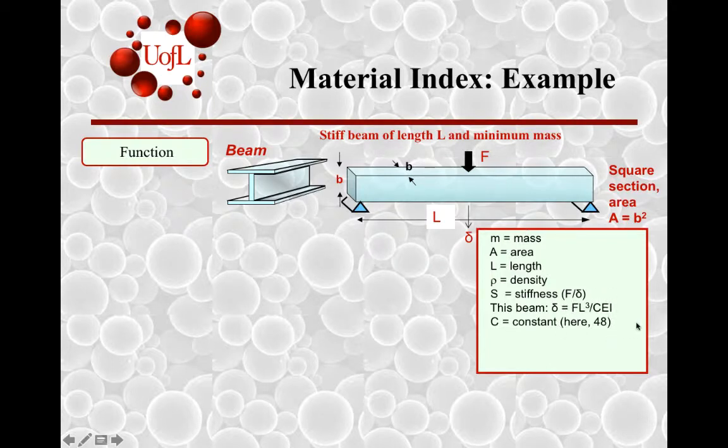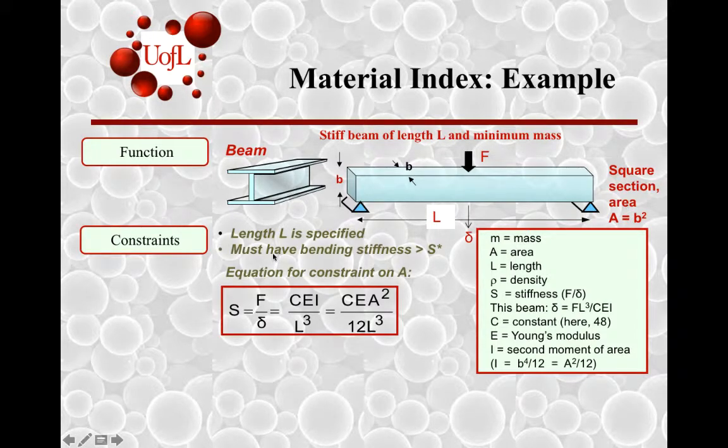Appendices will be able to give you what the constant is and what the second moment of area is. In this case, it's b to the power 4 divided by 12, because a square divided by 12, and the cross-sectional area is b square. For a beam of cross-sectional side, square beam with a cross-sectional area, b square. So you should have bending stiffness that should be less than S star, right? Stiffness should be greater than a minimum amount.